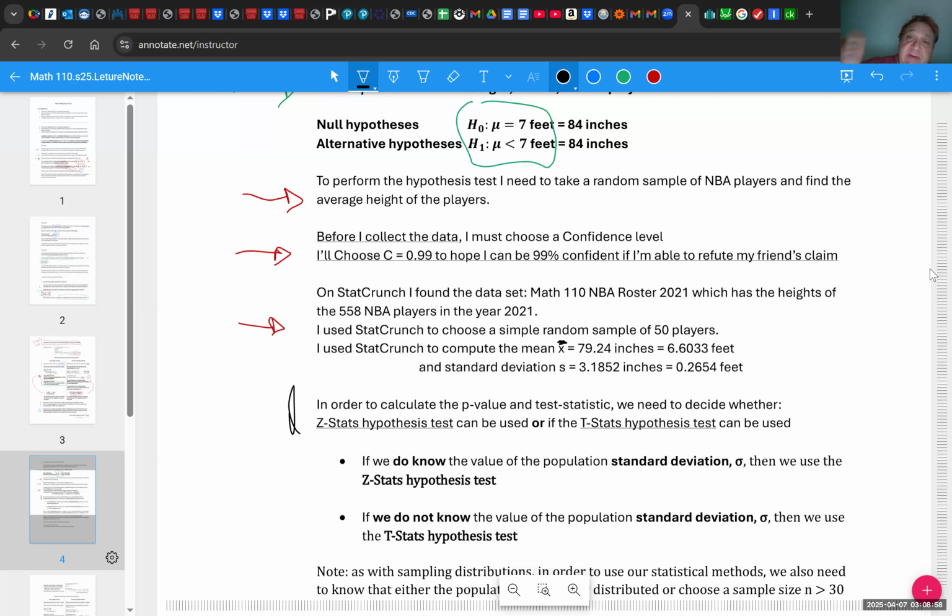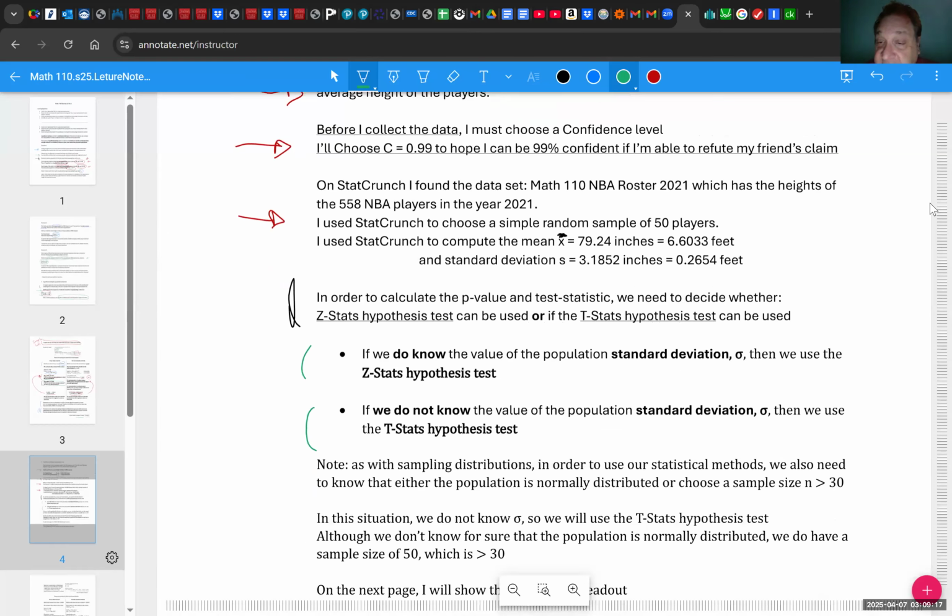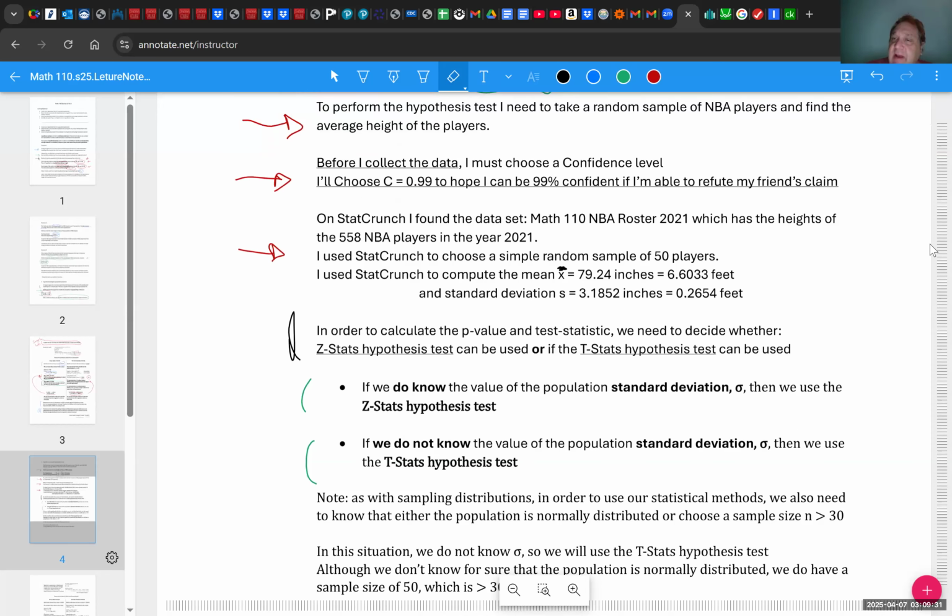And it's pretty simple. There's two possibilities. If we do know the population standard deviation, which is the sigma thing, then we use z-stats. If we do not know the population standard deviation, we use the t-stats. So the formulas are different depending on whether you know the population standard deviation, sigma, or not. In this particular case, we were not told the population standard deviation. Maybe we could do some work to try to figure it out, but in the problem we have, there's no information about what the population standard deviation sigma is going to be.